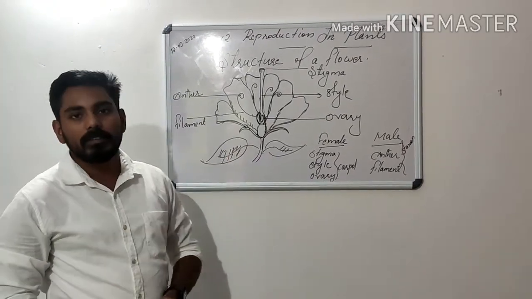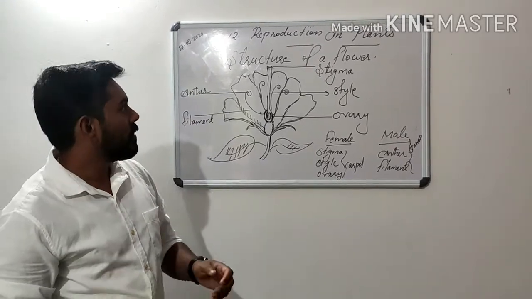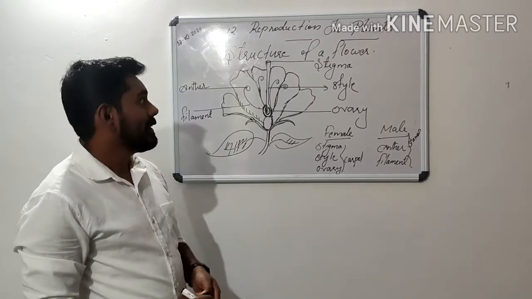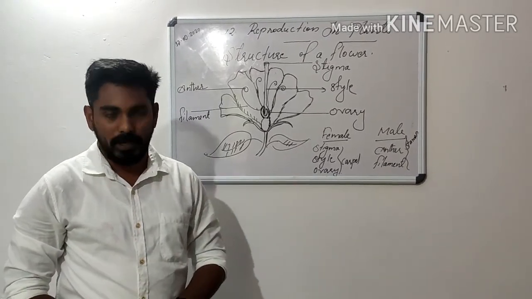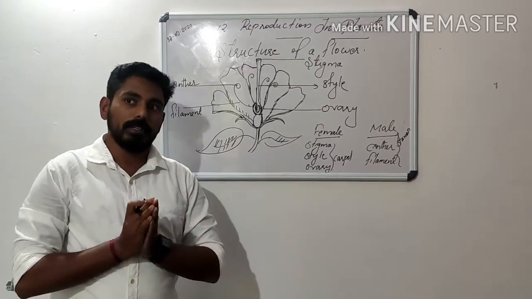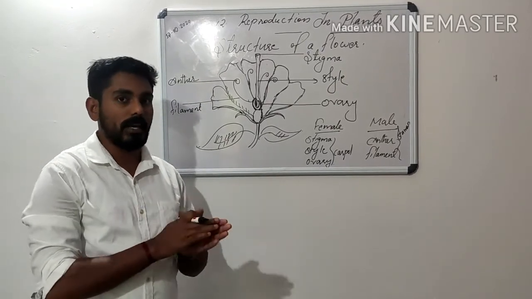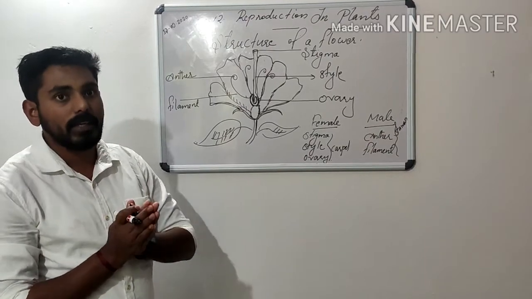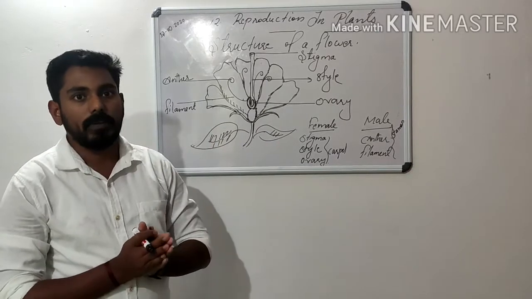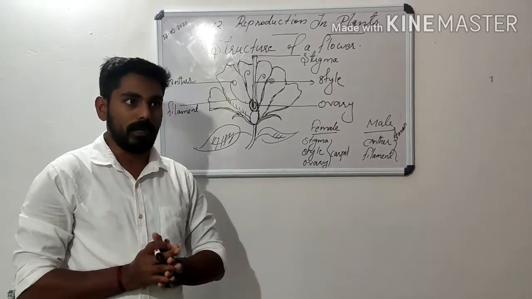In the previous lesson, in the previous class, we learned about asexual reproduction in plants. Today we are going to learn about sexual reproduction in plants. Reproduction in plants is mainly categorized in two ways, sexual and asexual reproduction. We learned the different types of asexual reproduction in the previous lesson. Today we are going to learn about sexual reproduction in plants.